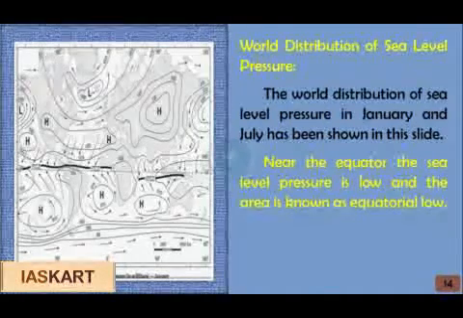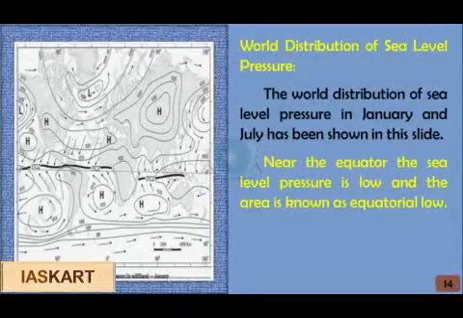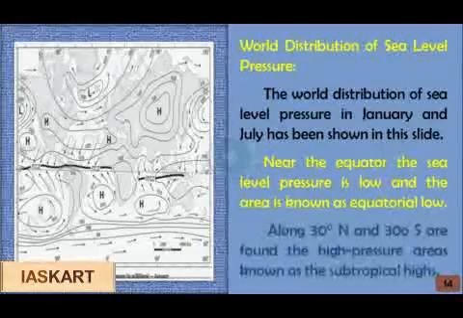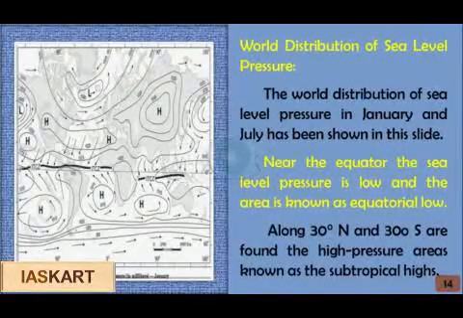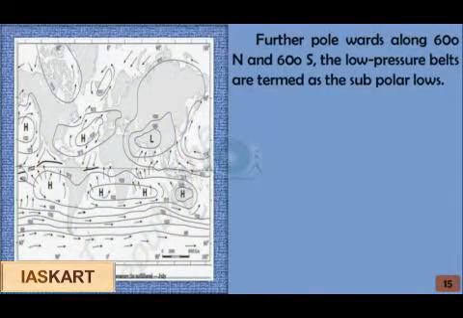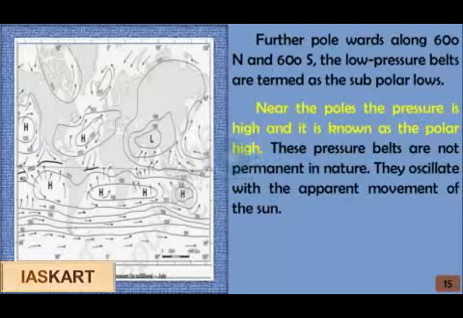Near the equator, the sea level pressure is low and the area is known as equatorial low. Along 30 degrees north and 30 degrees south are found the high pressure areas known as the subtropical highs. Further polewards, along 60 degrees north and 60 degrees south, the low pressure belts are termed as the subpolar lows. Near the poles, the pressure is high and it is known as the polar high.